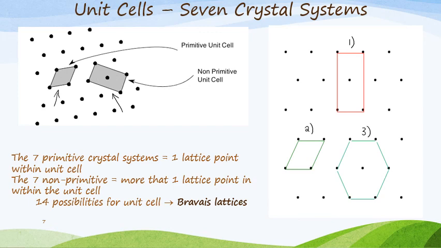Okay, so clearly number 1 is a non-primitive unit cell because there is more than one lattice point within the unit cell. Number 2 is primitive because it looks similar to the one that I've drawn over here. And then number 3 is also non-primitive because it has more than one lattice point within the unit cell.